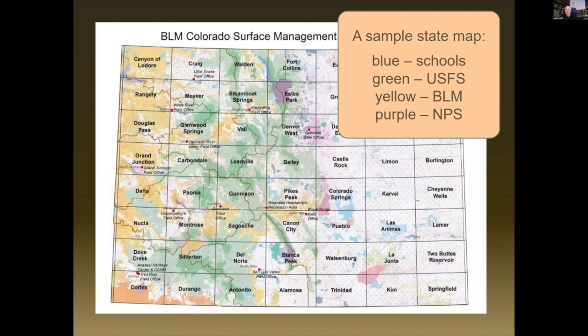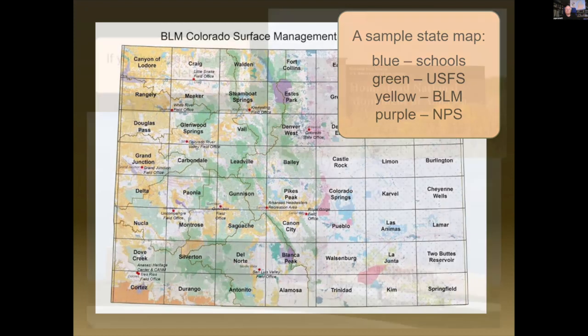So here's a sample map out of the West. This is Colorado, and you notice Colorado is kind of divided in half. In the eastern part you basically just have the blue school sections that were transferred to the state or the local government to pay for the schools. The western half of Colorado is an absolute nightmare of different land ownerships, often with alternate sections in that checkerboard arrangement.